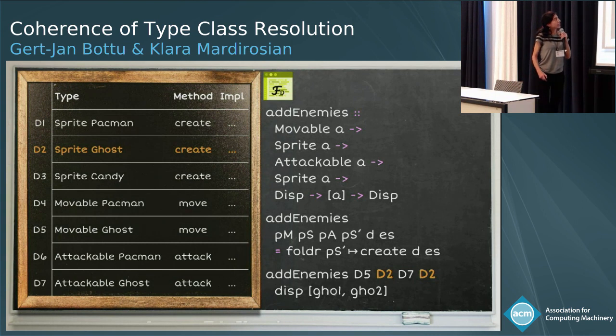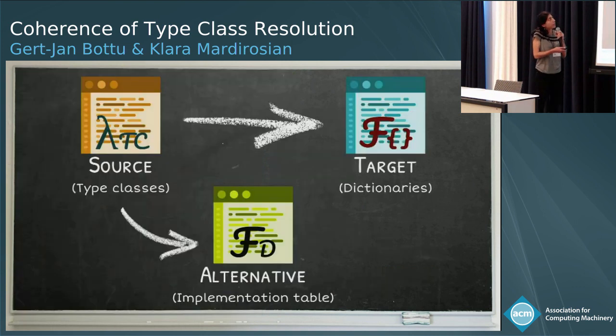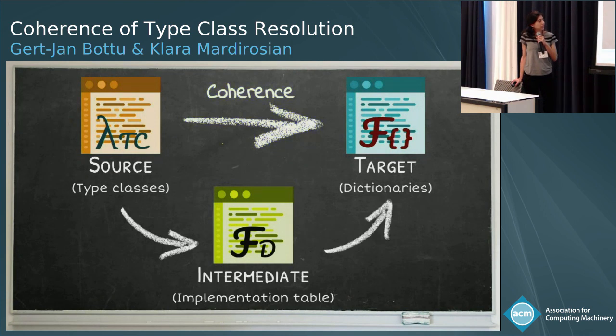Okay, but still, we have, at first we wanted to show coherence between the translation from the source language to the target, and now we have introduced this new language with the implementation table. And how does this language fit in our proof? Right, but I think it's important to note that this alternative target language can also serve as an intermediate language, because we can actually straightforwardly translate from intermediate to target by just extracting the method implementations from the table and constructing the dictionaries on the spot.